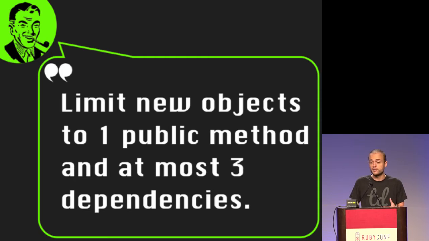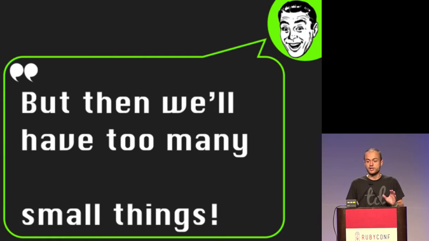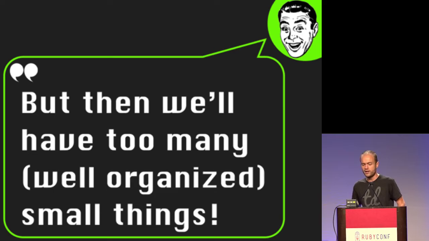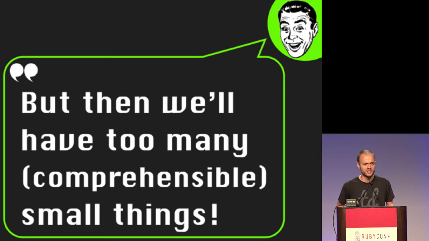I try to limit new objects to 1 public method and at most 3 dependencies, which to that particular audience is shocking. The first thing they all say is, but then we'll have too many small things. How will we possibly deal with all the well-organized and carefully named and comprehensible small things? And you know, people get off on their own complexity, right? So they think that's what makes them a serious software developer, is how hard their job is.